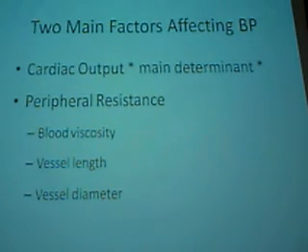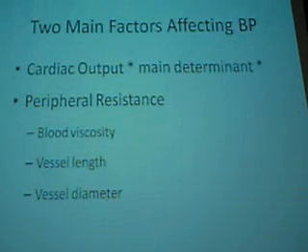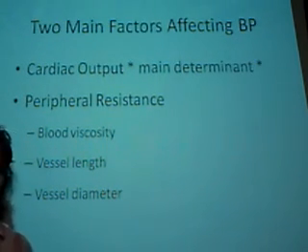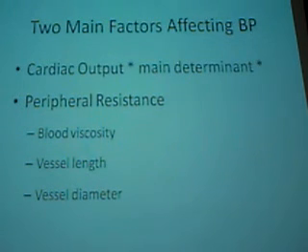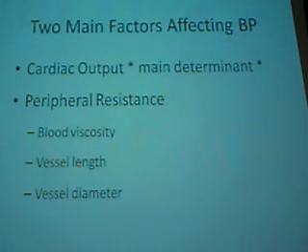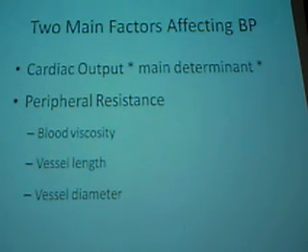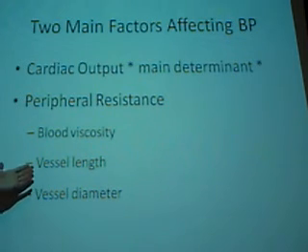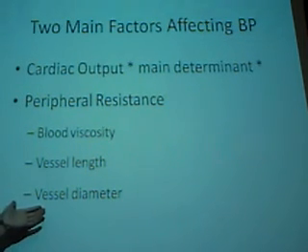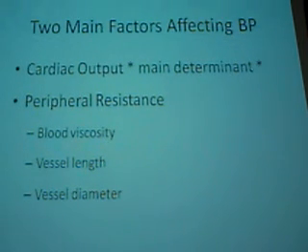Well, we know that blood pressure is dependent on two things. It's going to be dependent on cardiac output. Cardiac output is the main determinant of our blood pressure. PR is peripheral resistance. So you'll notice the second portion of that equation depends on the peripheral resistance. Peripheral resistance comes in three forms: thickness of the blood, length of the blood vessel, and then of course the diameter of that blood vessel.